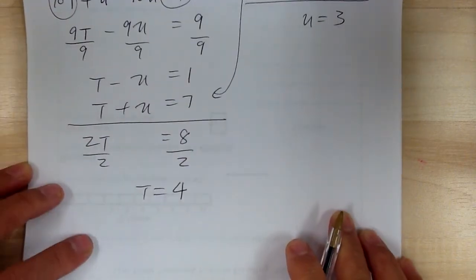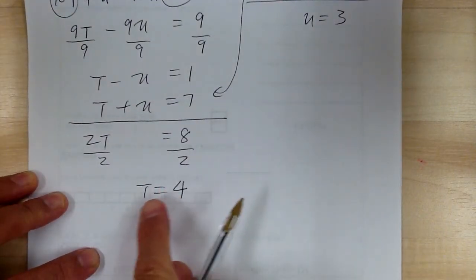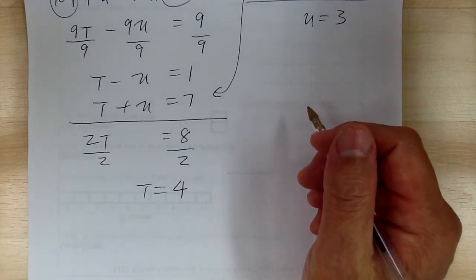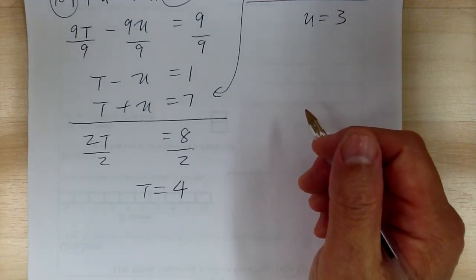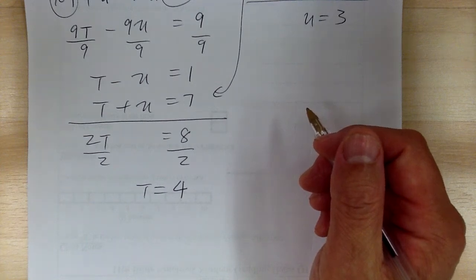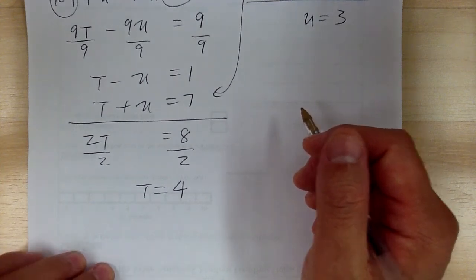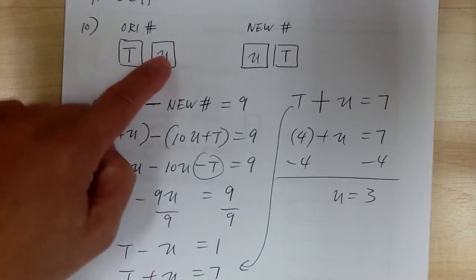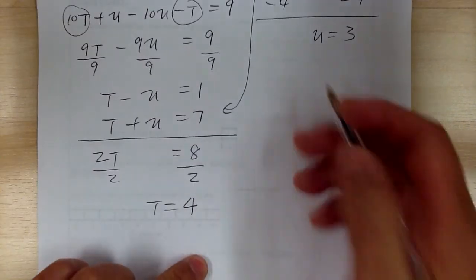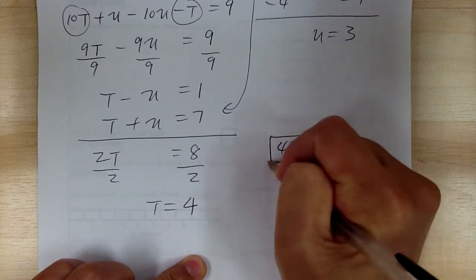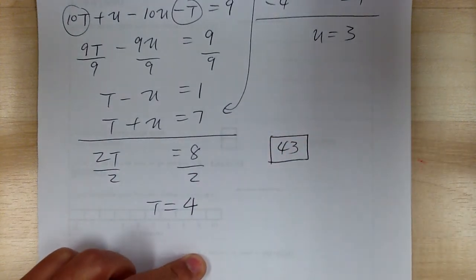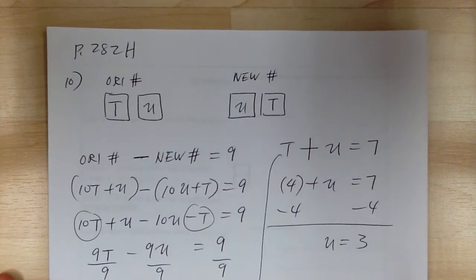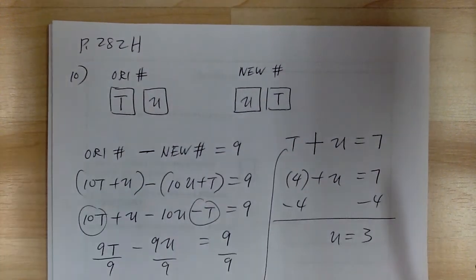Now I can answer my question. So t equal to 4, u equal to 3. You have to read the question, because sometimes they may ask you what is the new number, or sometimes they can ask you what's the original number. So you have to pay attention. It says, what is the original number? The original number is t and u, so the original number would be 43. Okay, so let's go back and do some practice.